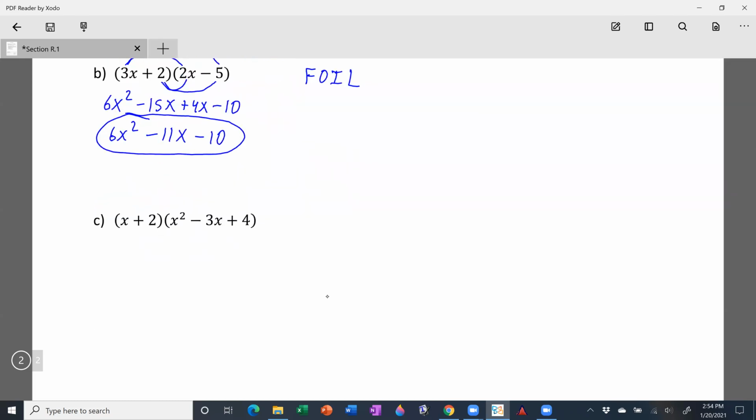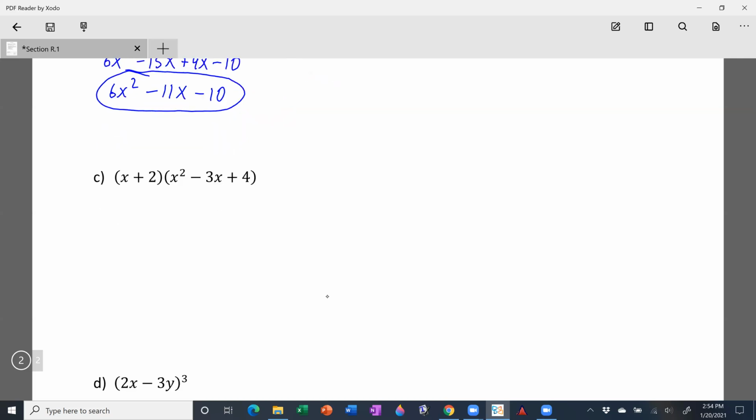For part C, this is a 2-term polynomial times a 3-term polynomial, or a binomial times a trinomial. FOIL technically doesn't really make sense because there's first, outer, inner, last, middle, all kinds of crazy stuff. So sometimes I just say that this is like a huge FOIL, a super FOIL. I still want to think about it as each one has to multiply onto each one. So x times x squared is x cubed. Then I go on to the next one. x times -3x is minus 3x squared. And then x times 4 is plus 4x.